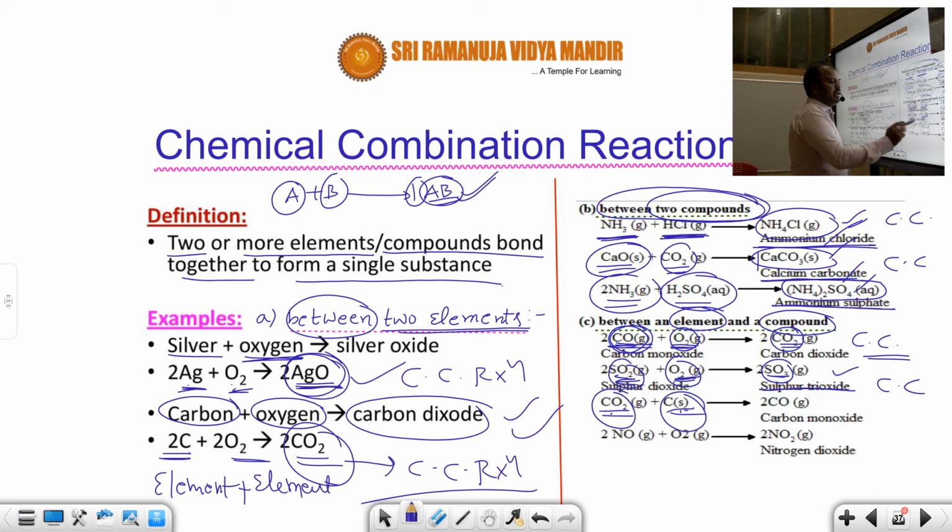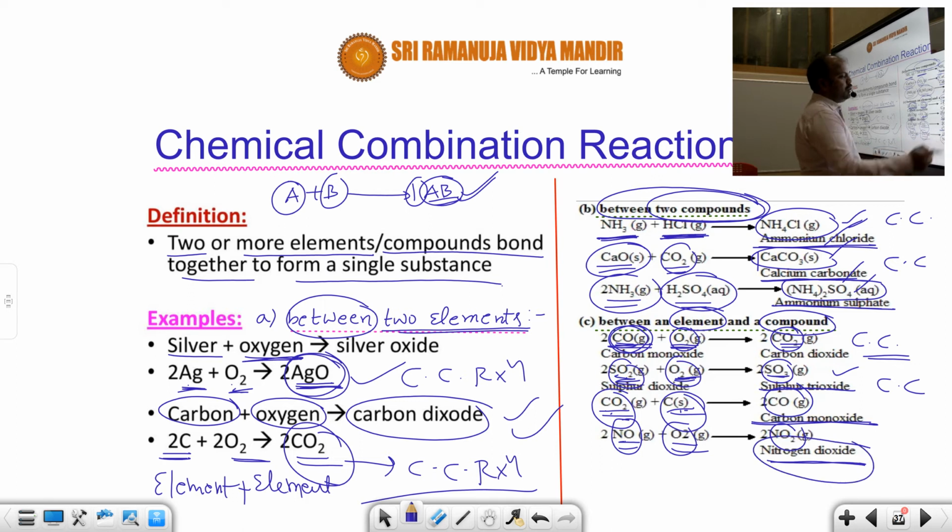But whenever this element and compound combine with each other or react with each other, only one new substance will be formed. That new substance is carbon monoxide. And after that, nitric oxide is the compound, oxygen is the element. Nitric oxide gas reacts with oxygen gas to form nitrogen dioxide gas. So nitrogen dioxide is the only one new substance formed in the product side. That's why this is called chemical combination or composition reactions.